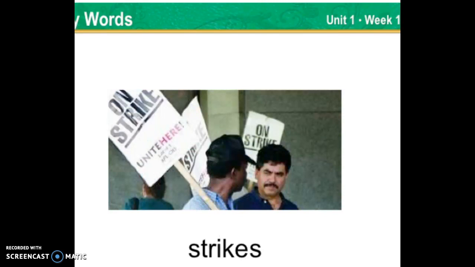The next word is strikes. Strikes are times when workers refuse to work until owners improve job conditions. So if something is not working and it gets very bad, workers might come together and go on strike. Strikes sometimes help to solve problems about unfair work conditions. Think about if you've ever seen somebody on strike, maybe on the sidewalk driving by or on the news. Sometimes they have stories about strikes.